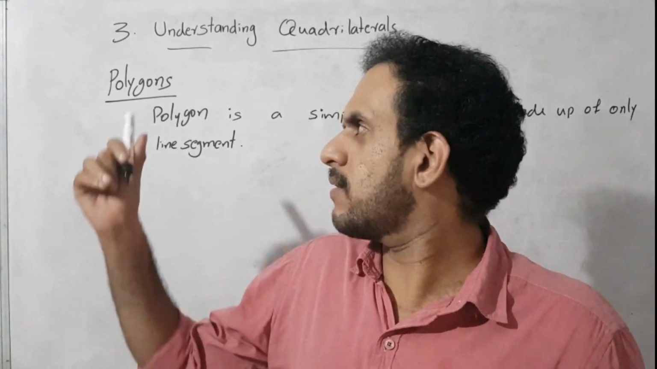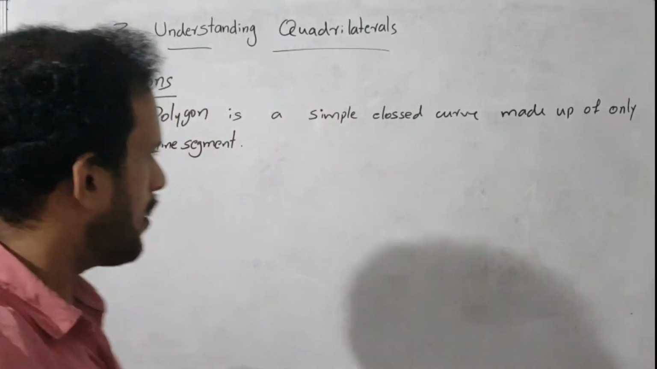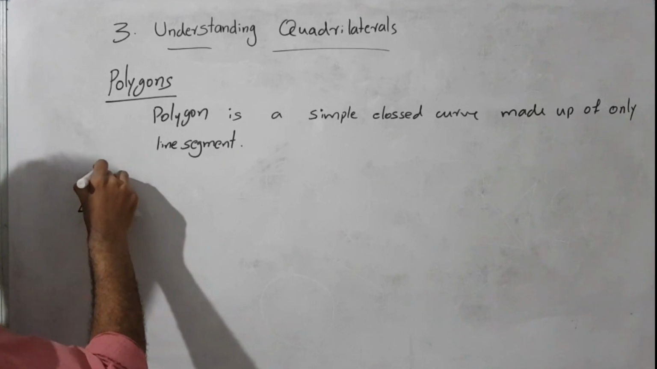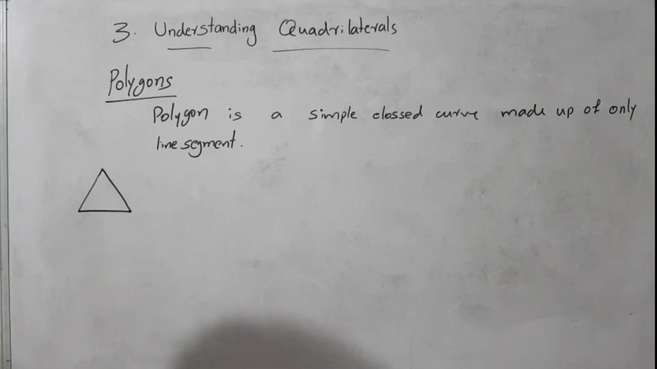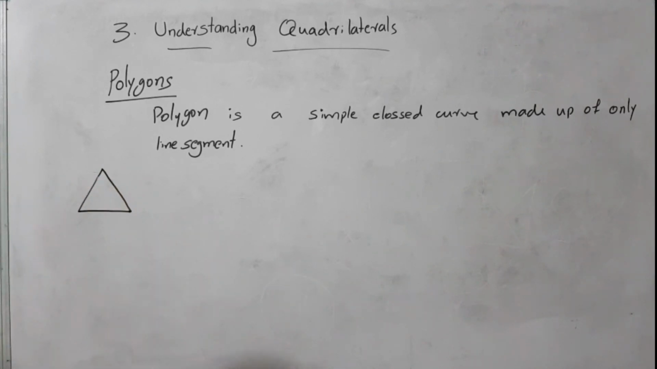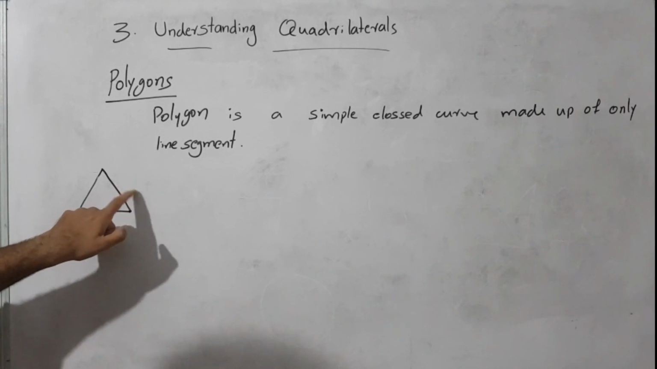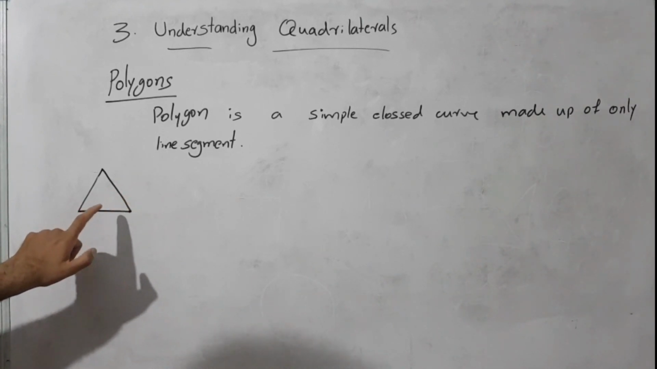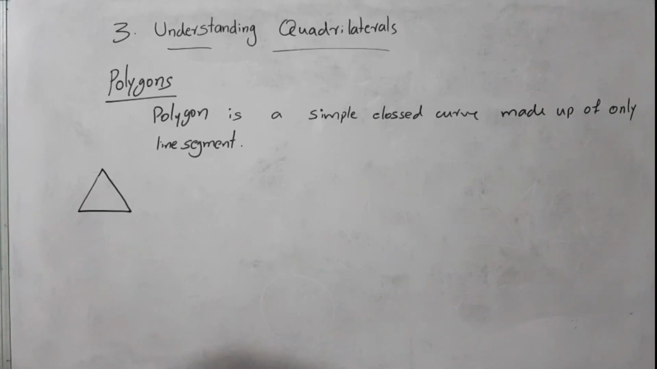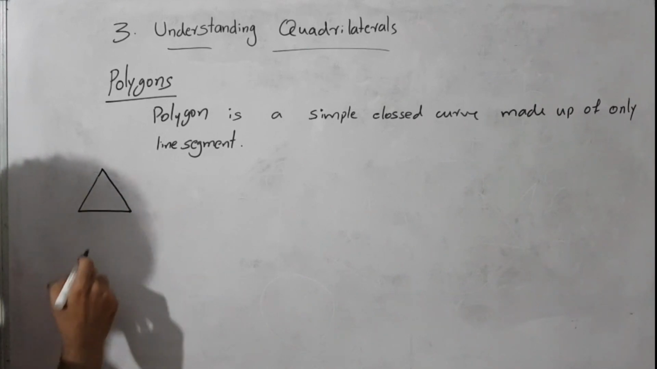That figure, that curve, is called a polygon. For example, rectangle and triangle. First one is the triangle. Triangle is a polygon. Why? Because the sides do not cross anywhere, correct? The sides are not crossing, so it's a simple closed curve, and to make the triangle we use only line segments, correct?